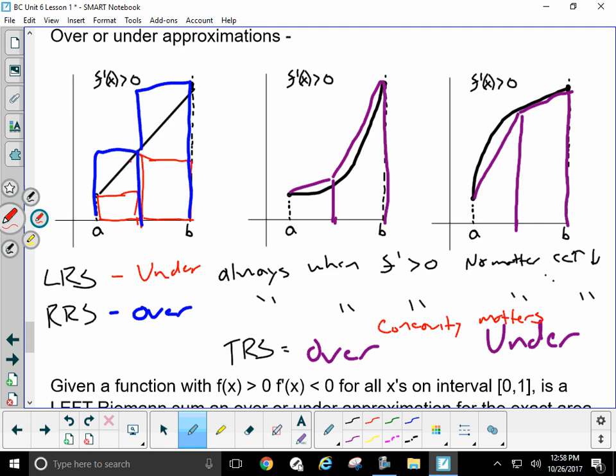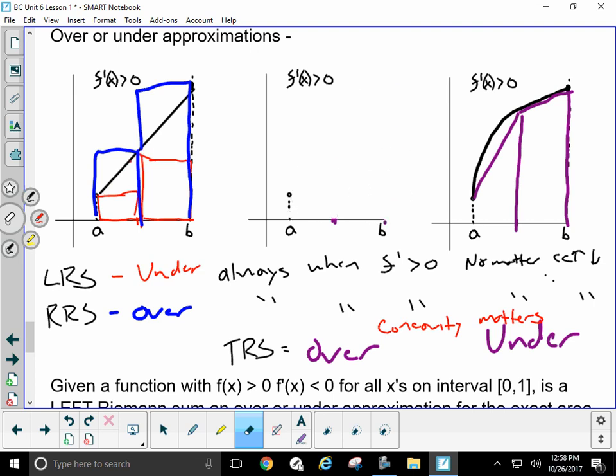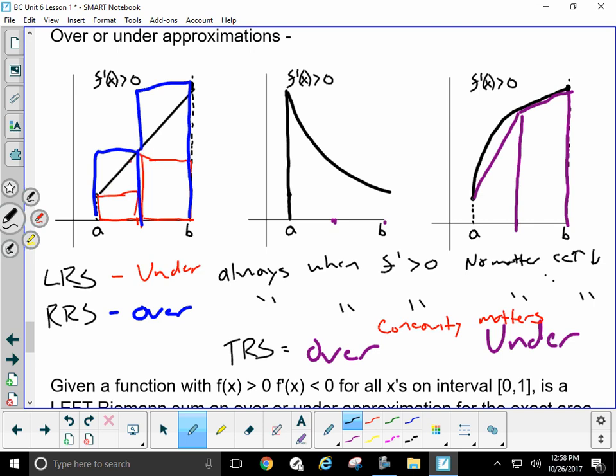And actually, these wouldn't, right? Think about a concave up function that is decreasing. Well, if it's a decreasing function, now the left Riemann sum is over, okay? The right Riemann sum is under, okay? So we flip-flop if I'm decreasing. But look at a trapezoidal Riemann sum. Is this going to flip-flop and be an under because we're decreasing?